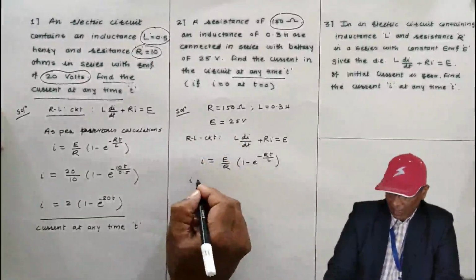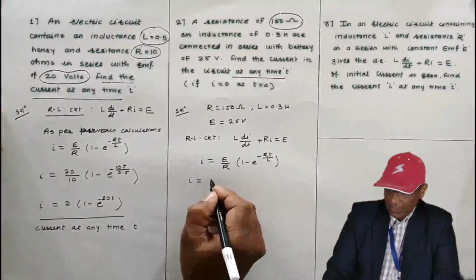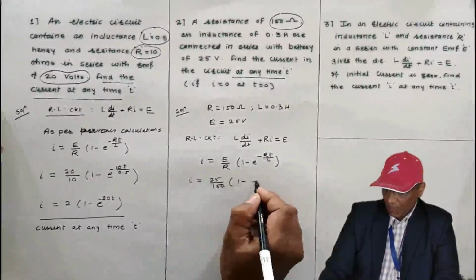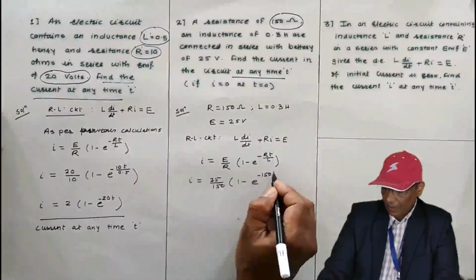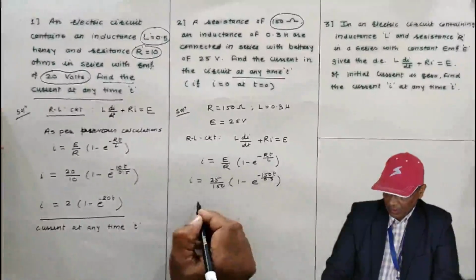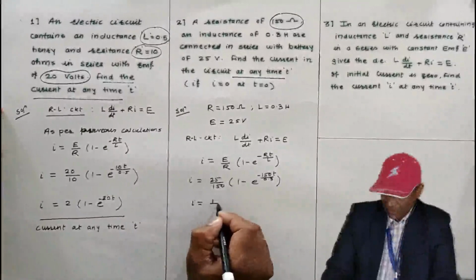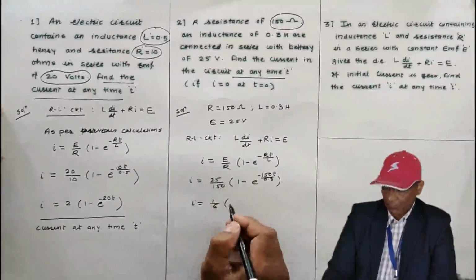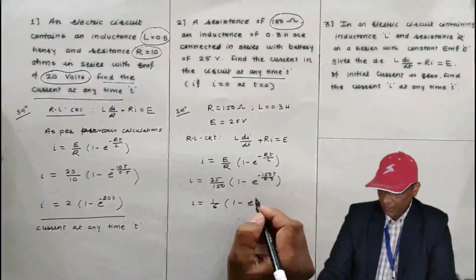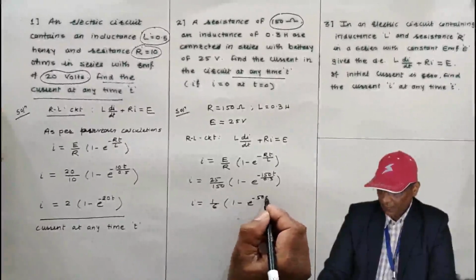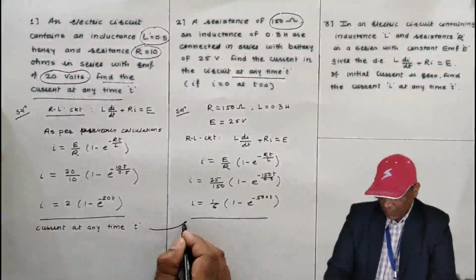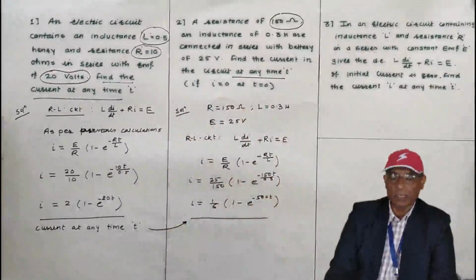Now, here E is equal to what? E is 25, R is 150, and L is 0.3. Now you can solve for one more step. It is 1 by 6, 25 by 150, and 1 minus e to the power. This is what? 50 into 10 is 500. So this is the current at any time t. This is the current at any time t for this circuit.